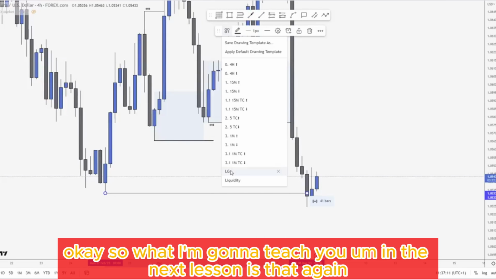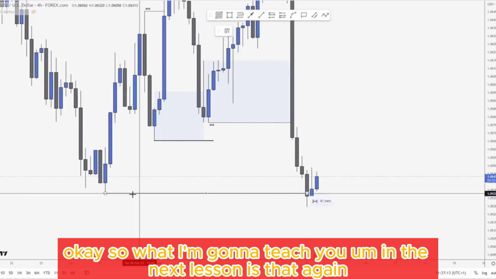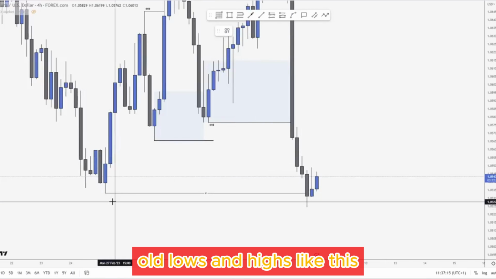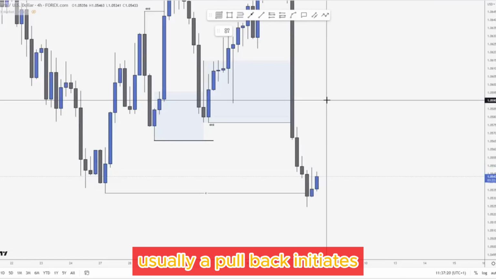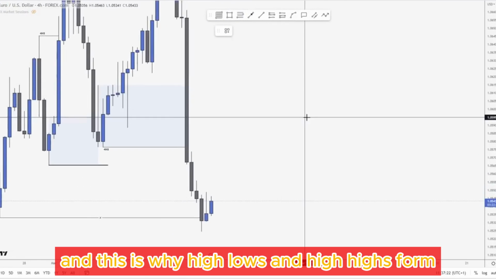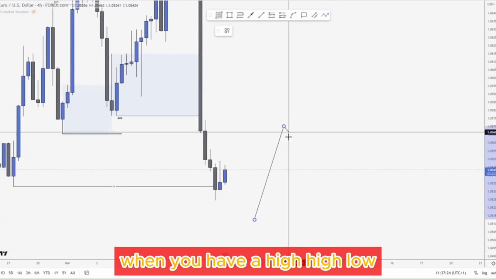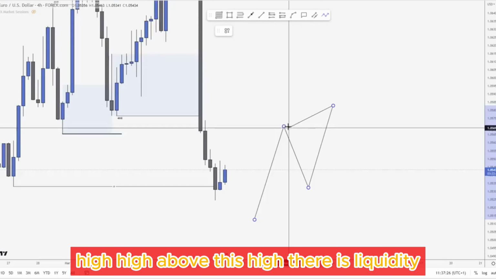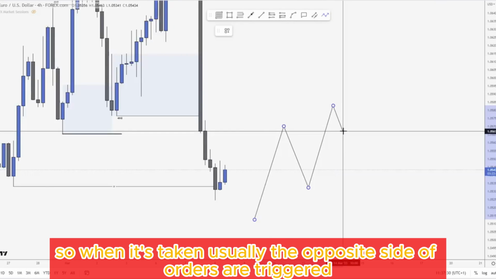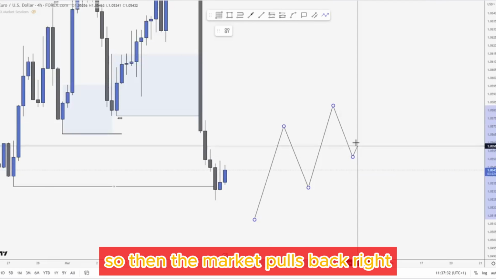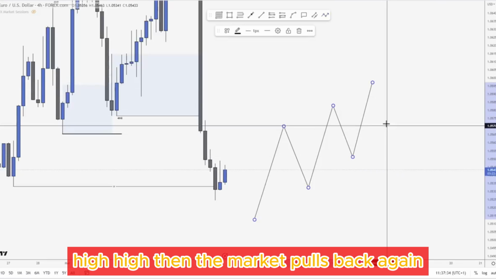Okay, so what I'm going to teach you in the next lesson is that, again, old lows and highs like this, they have a lot of liquidity. So when a low like this is taken, usually a pullback initiates. And this is why hard lows and hard highs form. Above this high there is liquidity. So when it's taken, usually the opposite side of orders are triggered. So then the market pulls back, right? Hard high, then the market pulls back again.